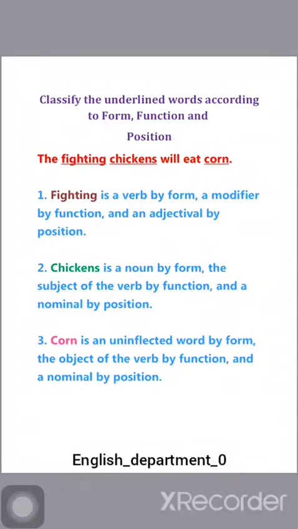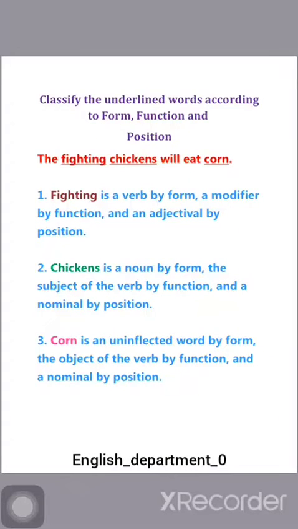Okay, this is the second underlined word, which is chicken. Let's move again to the word corn. Right, so the fighting chickens will eat what? Will eat corn. So what here, it means what? It is what? The direct object. Okay, right, put this in your mind before we start classifying the word according to these three modes of classification.